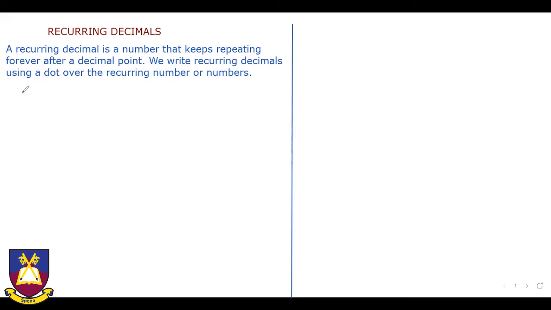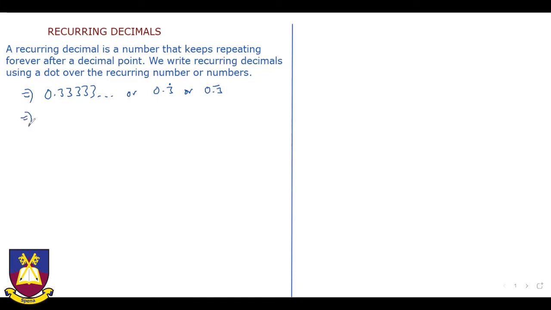For example, 0.33333 is a recurring decimal because this number 3 can continue indefinitely. So we could write this as 0.3 and put a dot, meaning the 3 is recurring. Or we could use a bar. This one still means the 3 is recurring.